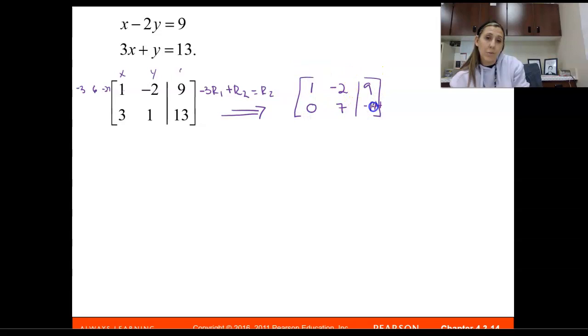Oops, I kind of wrote that over there. Okay, so I didn't change my row 3. Even though I multiplied it by -3, I wasn't really changing it. I was just changing it in that moment to create my new row 2.